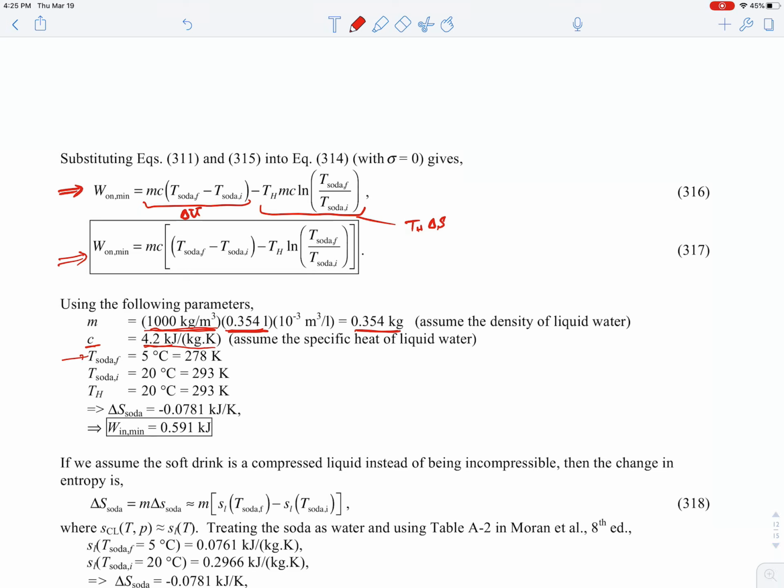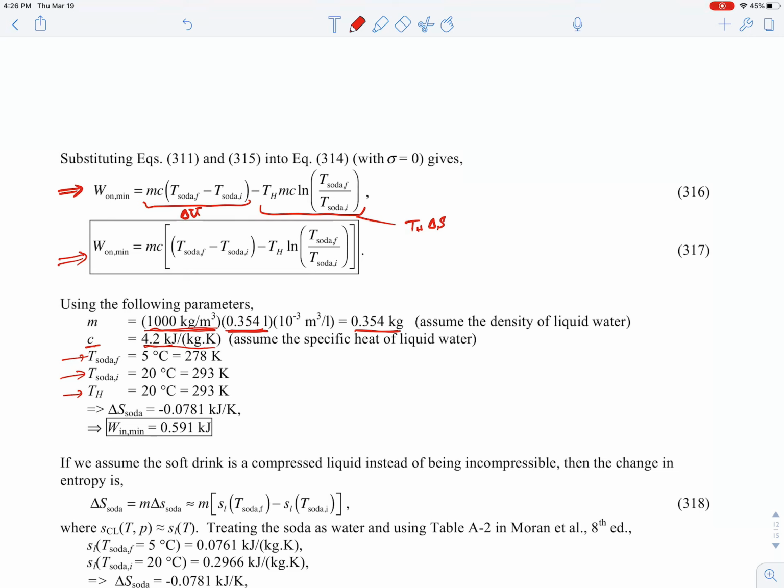The initial temperature of the soda is 5 degrees C. I'm sorry, that's the final temperature of the soda, 5 degrees C. The initial temperature of the soda is 20 degrees C. And the temperature where we're offloading the heat, we're assuming is the same as the surrounding temperature. This is, again, corresponding to where the radiator is on your refrigerator. So that would be 20 degrees C.